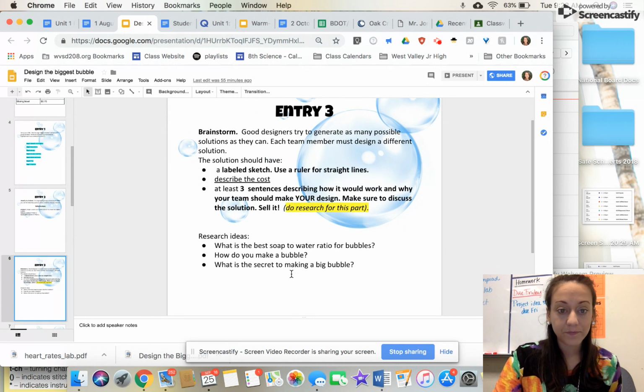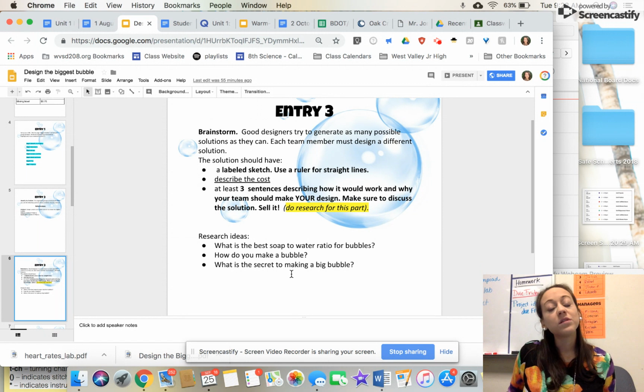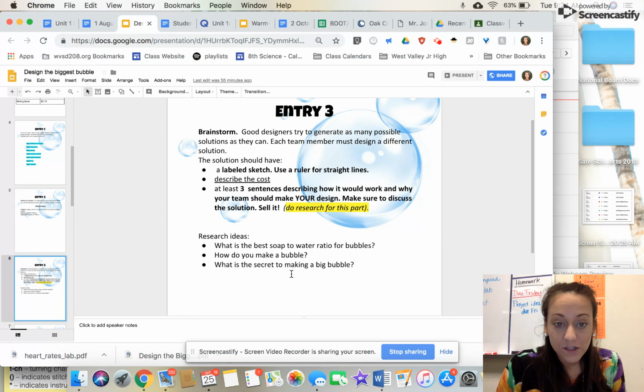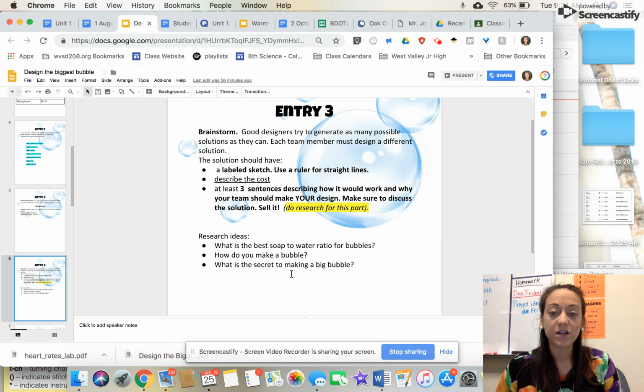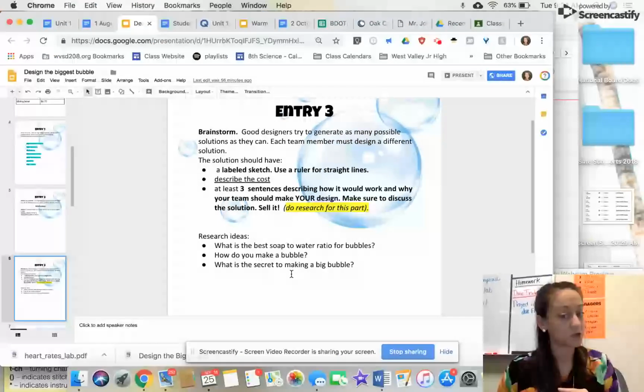Entry 3, brainstorm, and you're doing this part individually. I have learned over time that when students brainstorm first individually and then bring it to their group, the ideas are better. Brainstorm. Good designers try to generate as many possible solutions as they can. Each team member must design a different solution. The solution should have a labeled sketch, use of ruler for straight lines, describe the cost, and at least 3 sentences describing how it would work and why your team should make your design. You're being a little persuasive here.